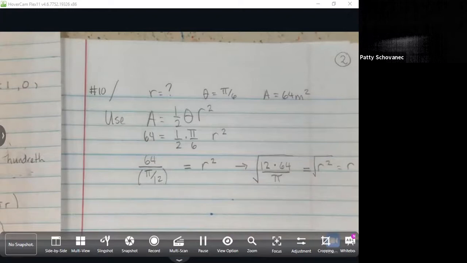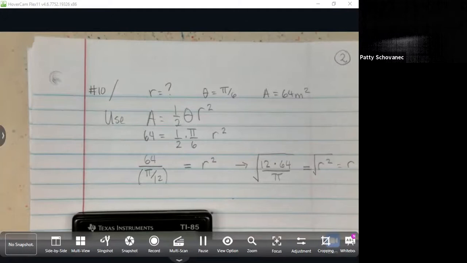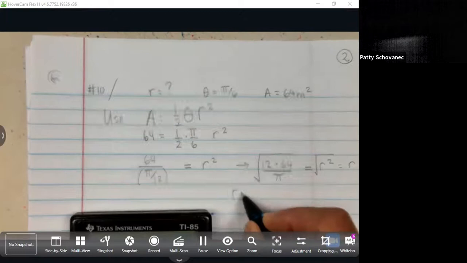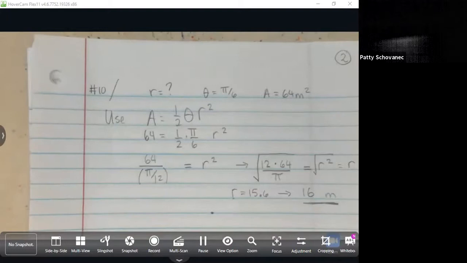So let's see what this one is. I think this one wanted the 10th place, but don't give it to the 10th place. So let's see, 12 times 64 divided by pi, and then I'm going to take the square root of that. That says r is 15.6, but use 16, and that would be in meters. I don't know if this one wants units or not, but enter this 16 right here. 16 works. Any others? Happy, happy, happy.